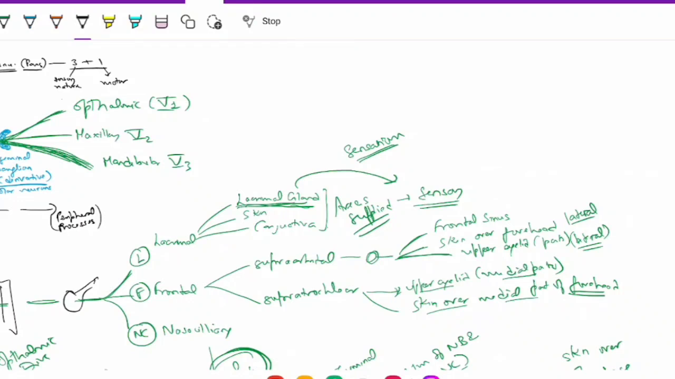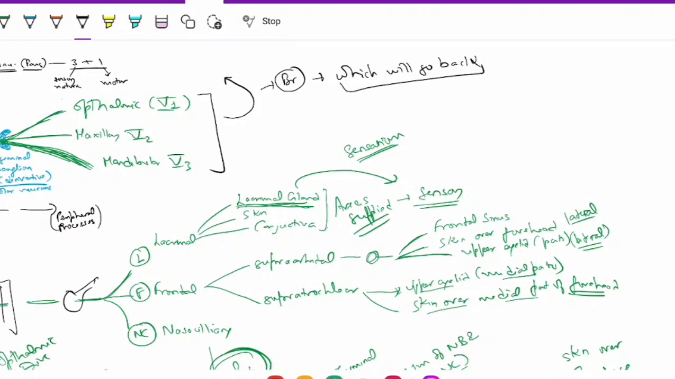All the branches of trigeminal nerve give off a recurrent branch. What does a recurrent branch mean? A recurrent branch means a branch which will go back. Now, why is this going back? Because trigeminal nerve has been given an important duty of receiving sensations from your dura. So all three of them send off one branch back to receive sensations from dura.